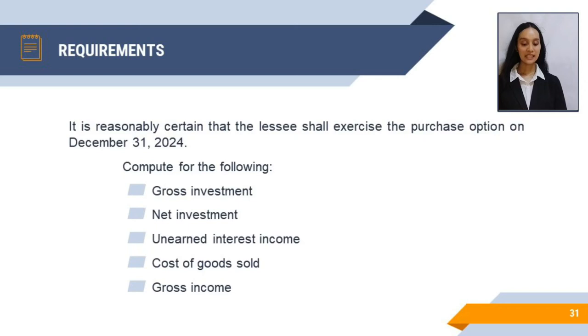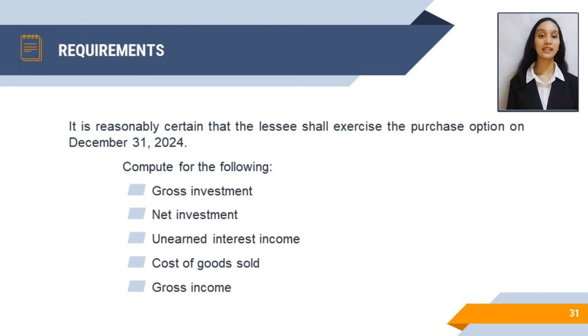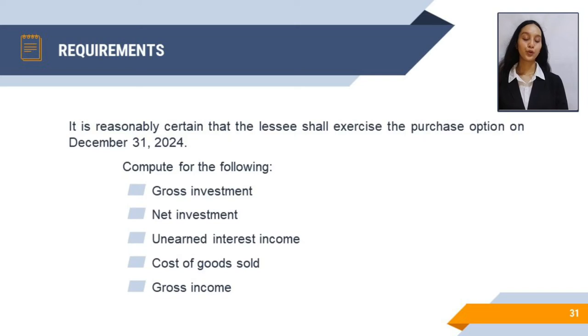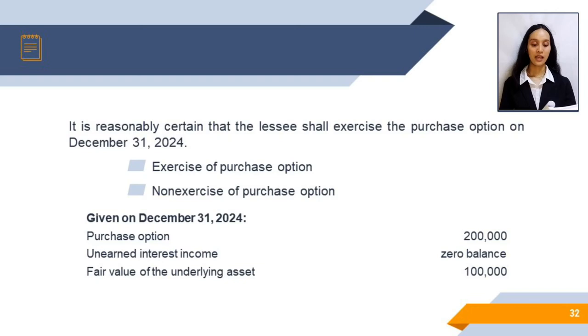But since it is not the focus of our discussion about purchase option and it is discussed before this topic, to highlight our topic about purchase option, we will jump to page 464. So from our given, sinabi sa huli na it is reasonably certain that the lessee shall exercise the purchase option on December 31, 2024. So paulit-ulit ako dito sa reasonably certain. Kasi just like what I've said, na may possibility na bilhin ni lessee ang lease item, but meron din na possibility na umatras at hindi na ma-exercise ang purchase option. There are two scenarios, which are the exercise of the purchase option and non-exercise of purchase option.